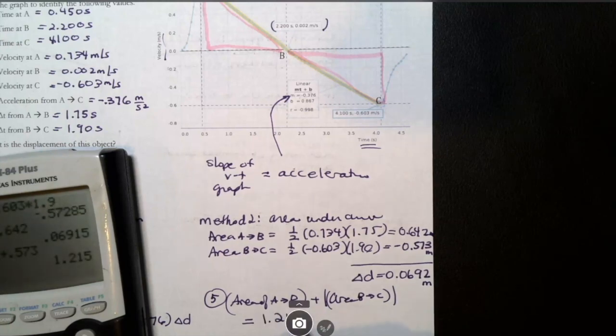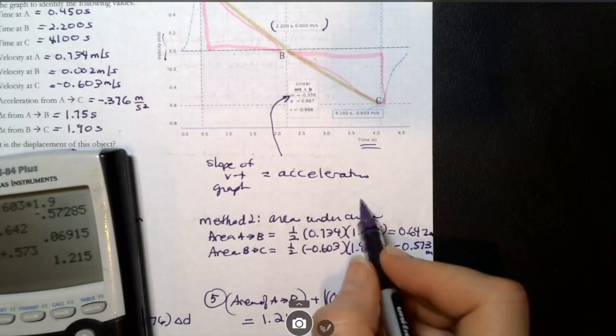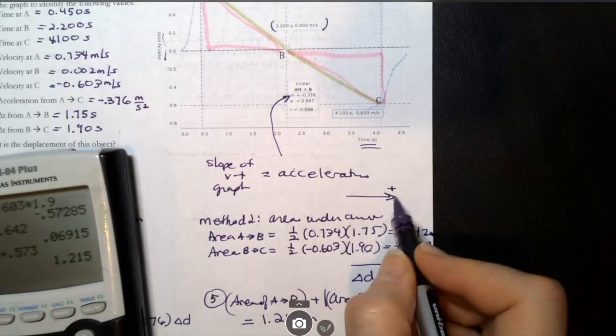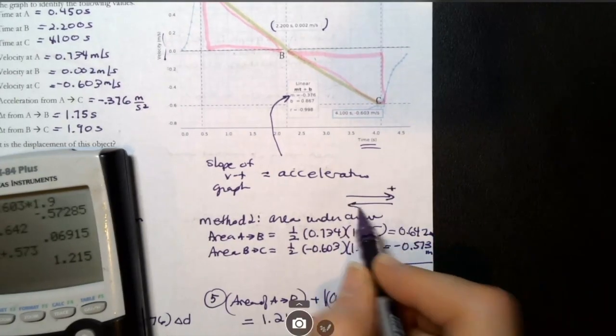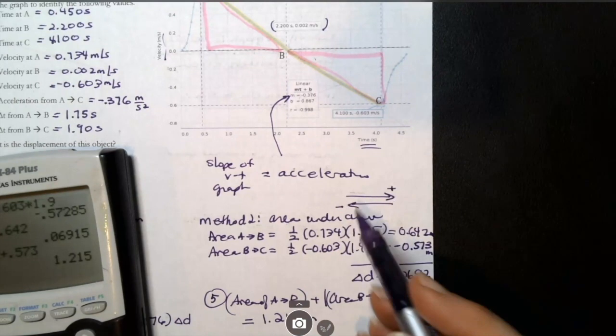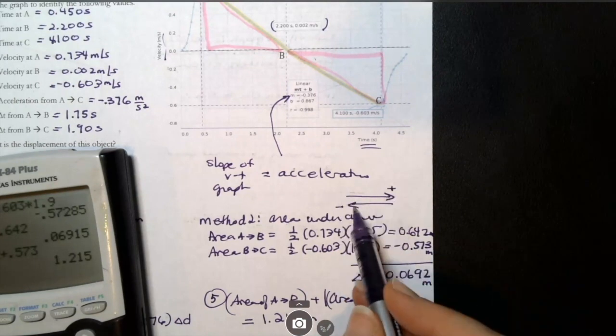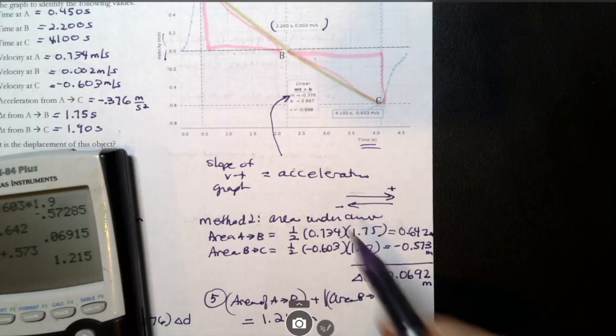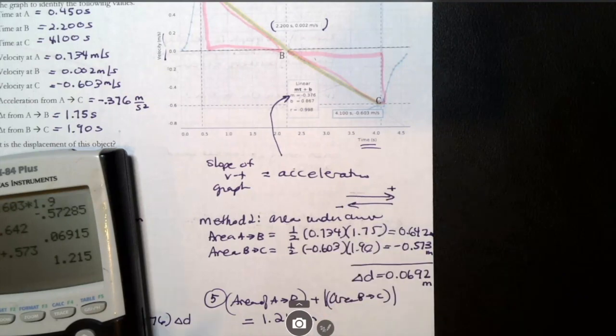So your total distance traveled is 1.2, because we know that you're traveling in the positive direction, and then you turn around and move in the negative direction. So the total distance traveled is as if you had an odometer on you, and you could get that total distance you've run, even though you've gone back the way you came.